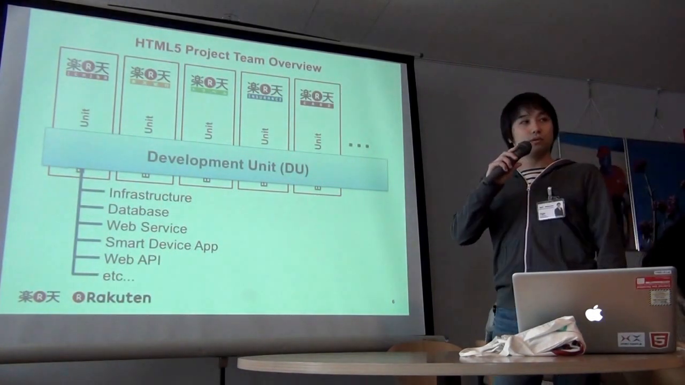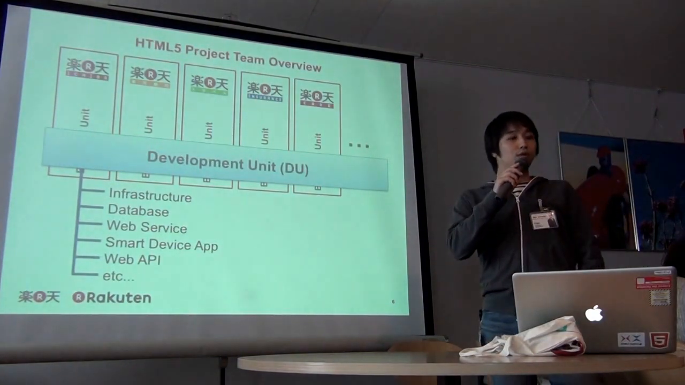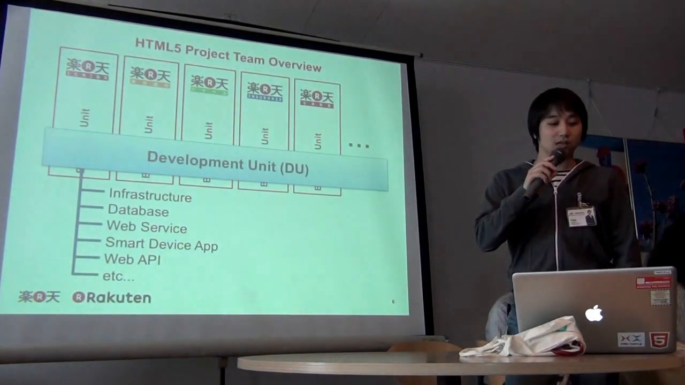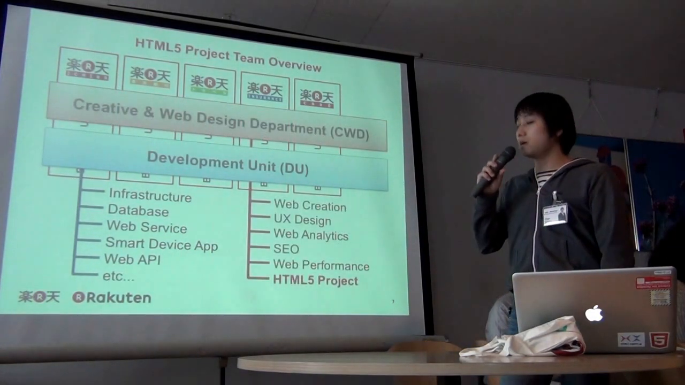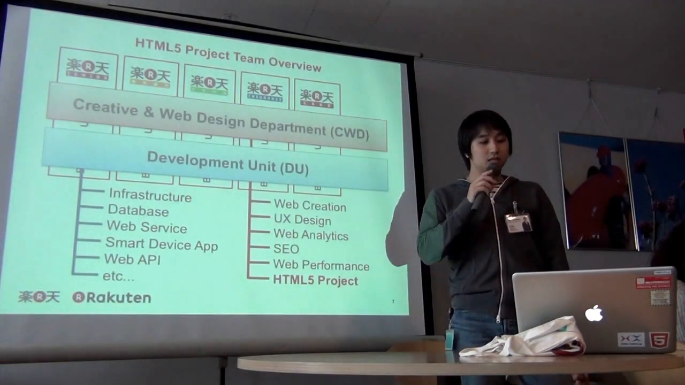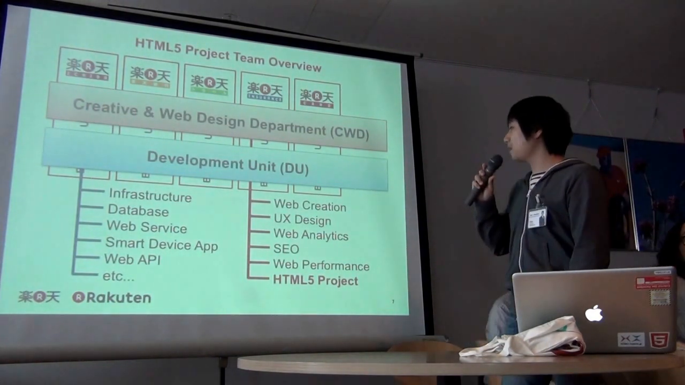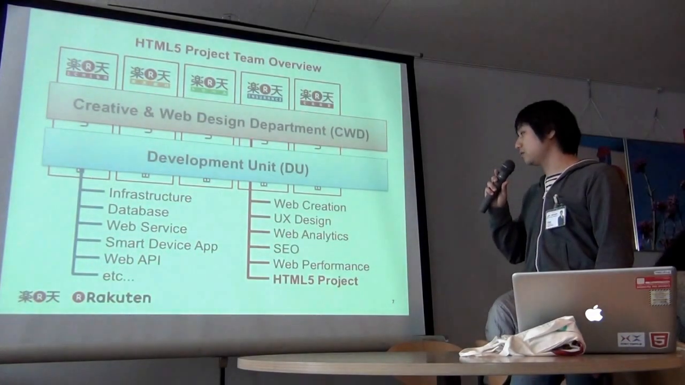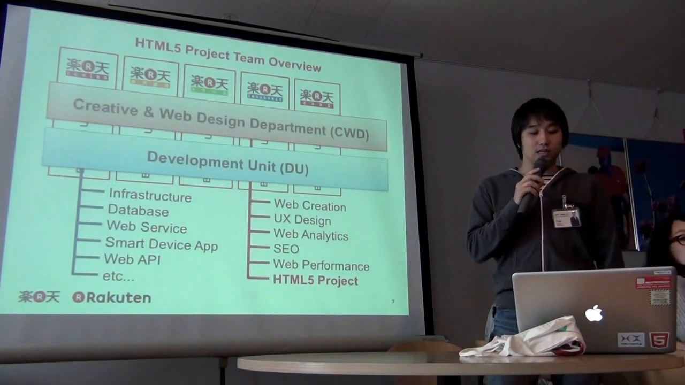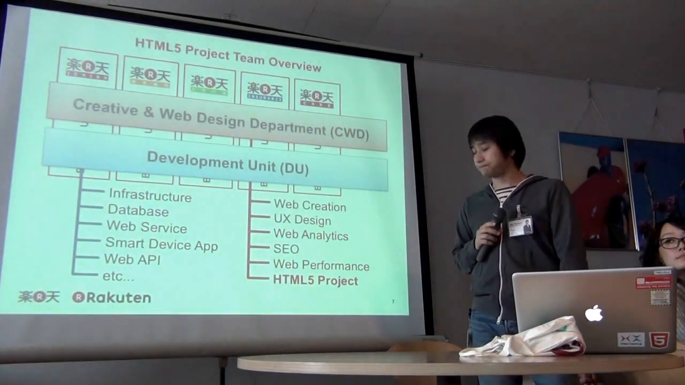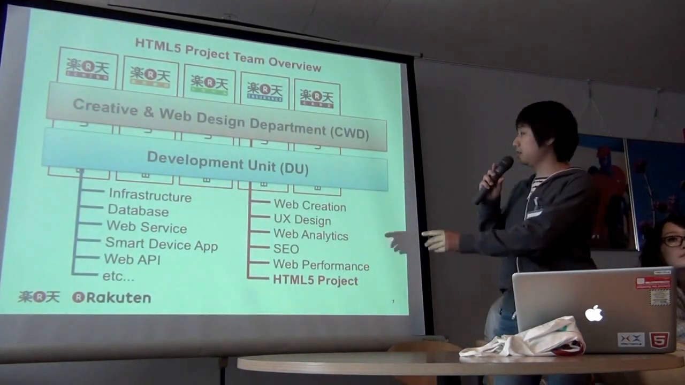We call the development unit DU. DU is responsible for the overall development from infrastructure to smartphone app development. And the creative and web design department, we call CWD, is responsible for various areas, such as visual design, UX design, web analytics, SEO, web performance, and so on. The HTML5 project team was established in CWD last year. We are working on various activities, collaborating with so many teams like this.